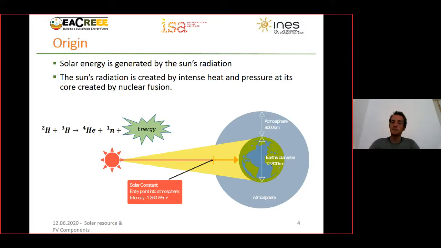Next step is that as far as you are from the sun, you will get more or less energy. So planet Earth is located approximately 150 million kilometers from the sun. So we will receive a specific amount of power and energy at Earth's surface.